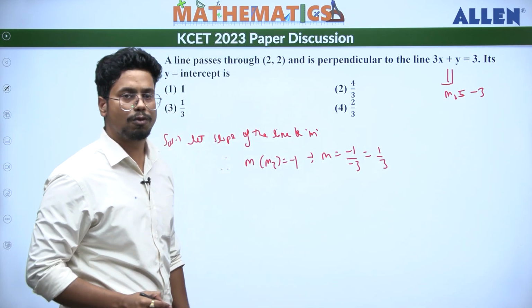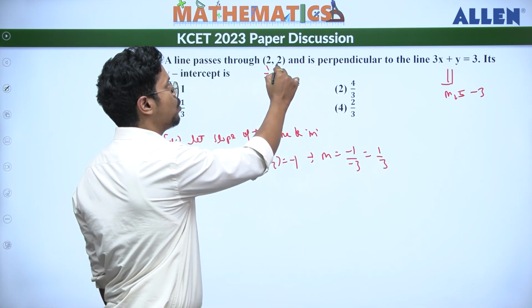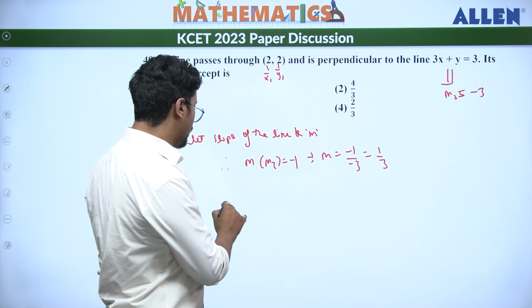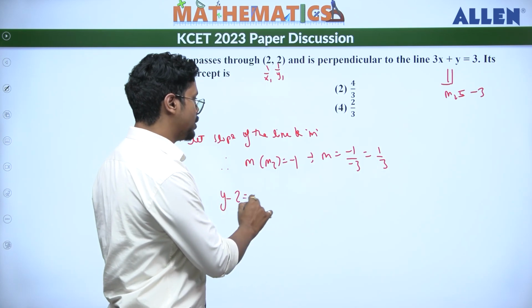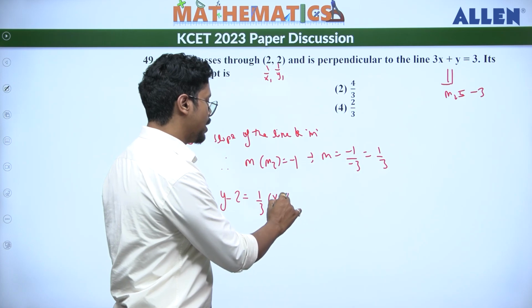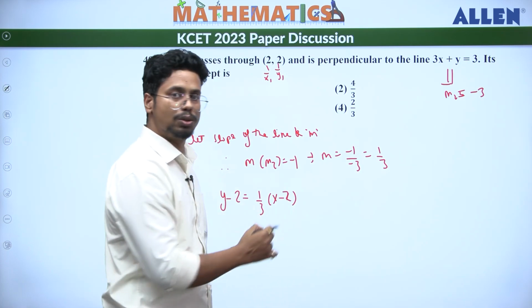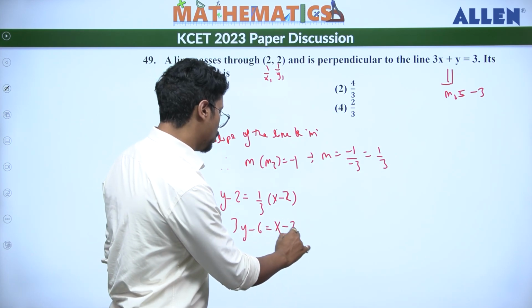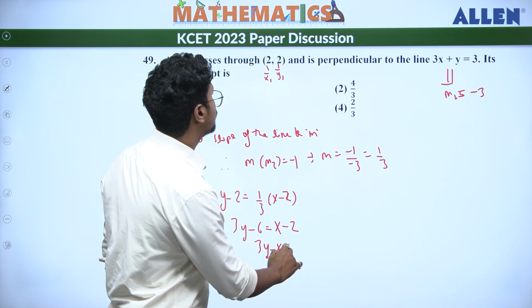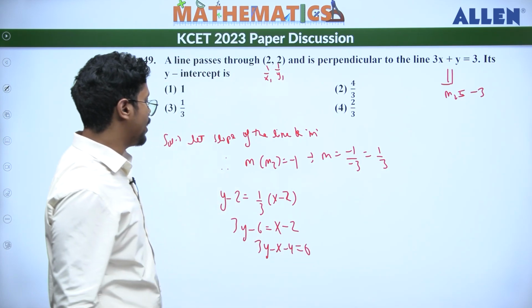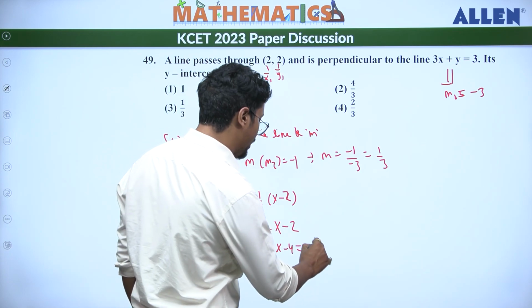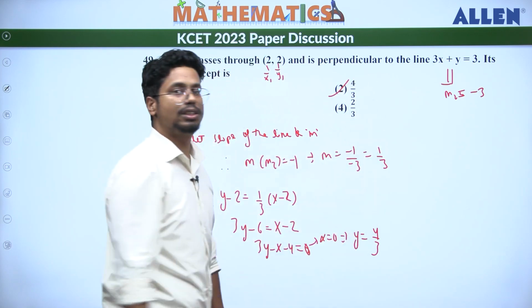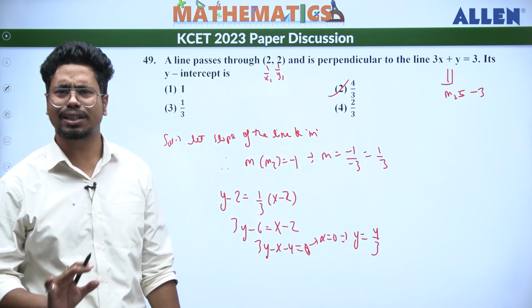Now you have to apply the point slope formula. The line passes through 2, 2, so this is like x1, this is like y1. Now just apply the point slope formula. y minus y1 is equal to slope times x minus x1, which is 1 by 3 times x minus 2. On simplification, 3y minus 6 is equal to x minus 2. So 3y minus x minus 4 is equal to 0. What they are asking is the y-intercept. Y-intercept means put x is equal to 0. What is the y value you will get? 4 by 3. So this is your answer. Fine, very easy question.